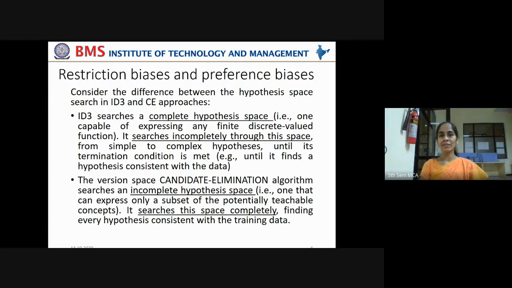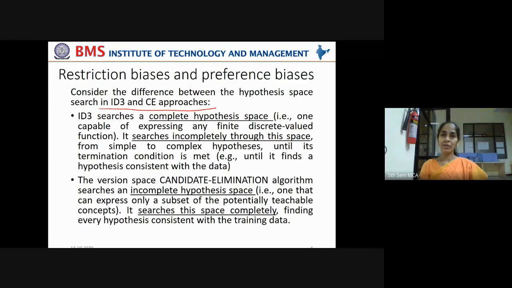Restriction bias means it has some restriction on the biases. It has some restriction in selecting the assumptions. Preference bias means you can prefer it. You don't have any restriction. You can make a choice in the bias, right? Now let us proceed and see what exactly they are. Consider the difference between the hypothesis space search in ID3 and the candidate elimination algorithm.